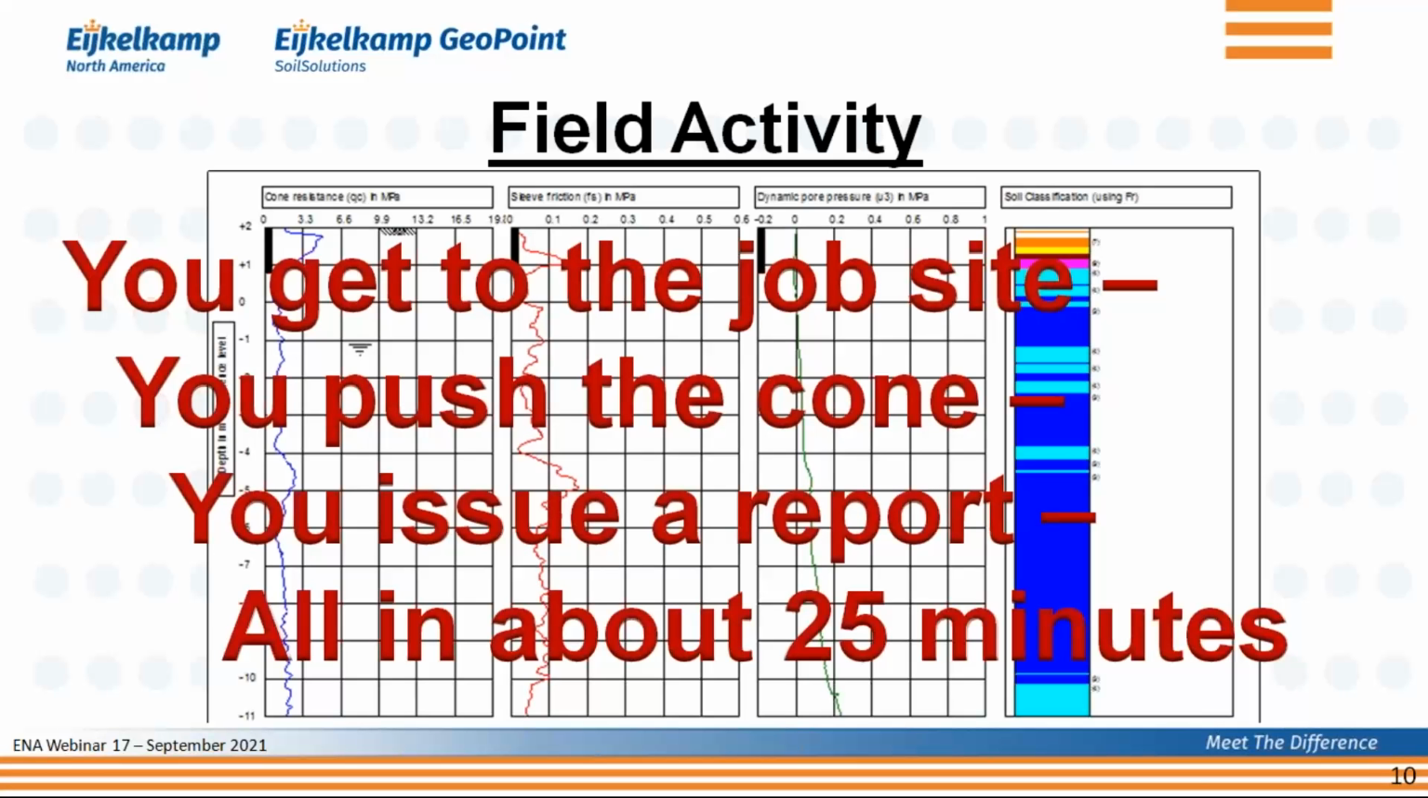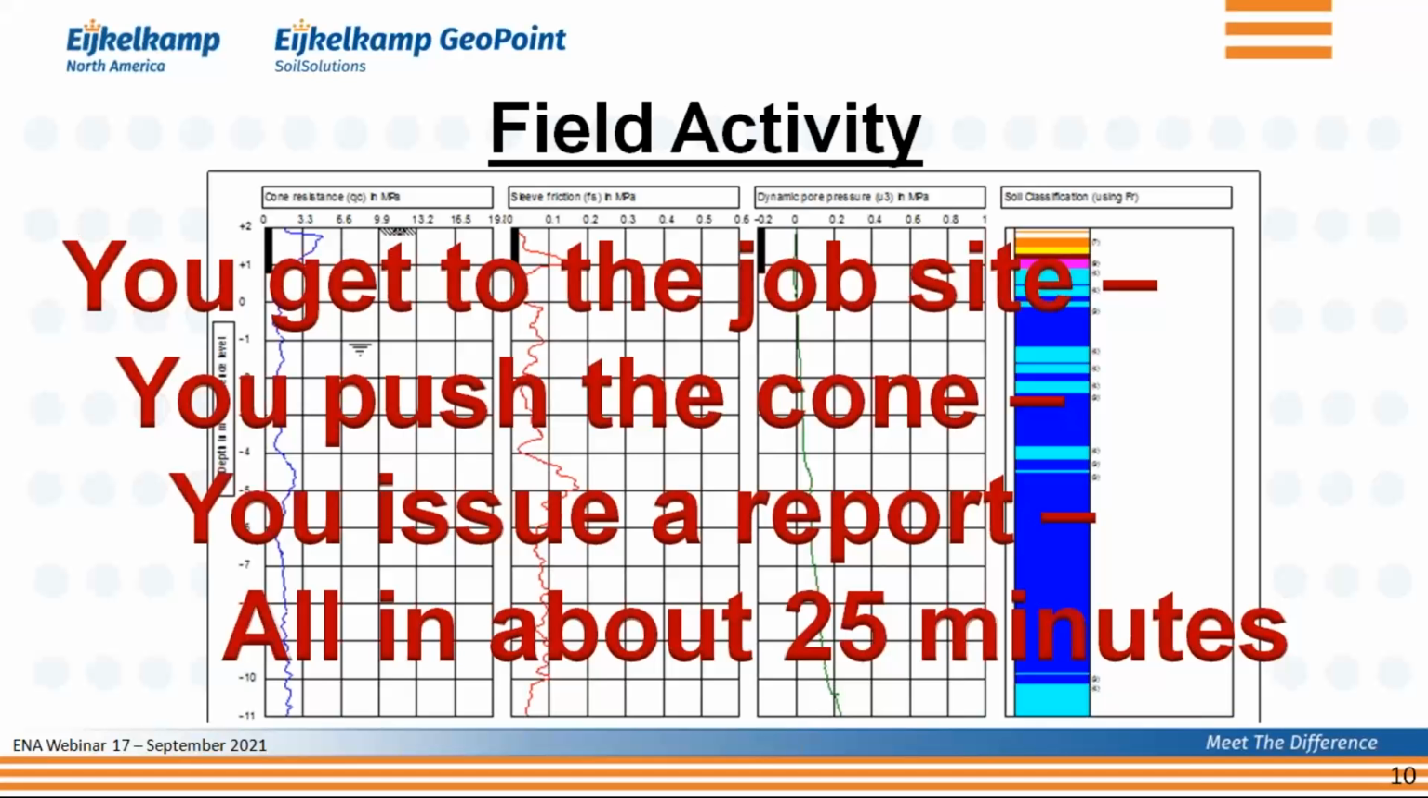And the beauty is that when you come to the job site and start pushing the cone, you can issue a report in about 25 minutes, because that's how easy CPT is. It's a very standardized process, and because it's so standardized, it's very simple to create a report and issue it. You don't have to first take samples back to the lab and then wait until they get analyzed and a report has been issued. You basically can issue the report while you're still on the job site, especially when you have internet access.